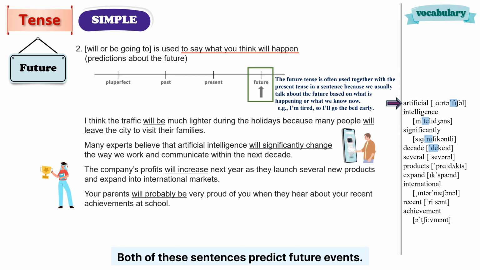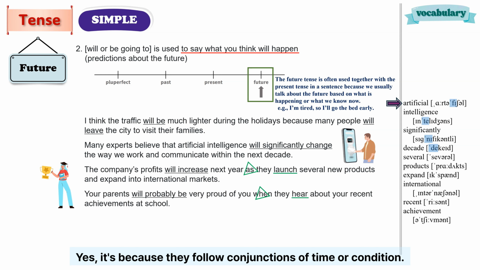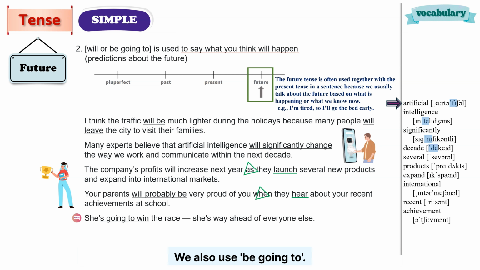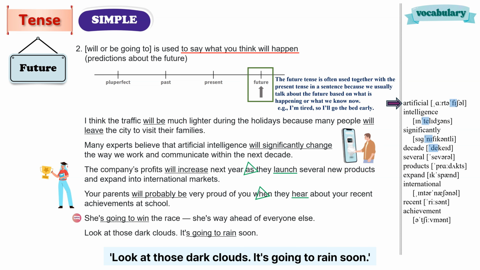Both of these sentences predict future events. But why are some verbs underlined and written in the present tense? Yes, it's because they follow conjunctions of time or condition. In spoken English, we don't always use will for predictions. We also use be going to. She's going to win, don't you think? She's way ahead of the others. Look at those dark clouds. It's going to rain soon.